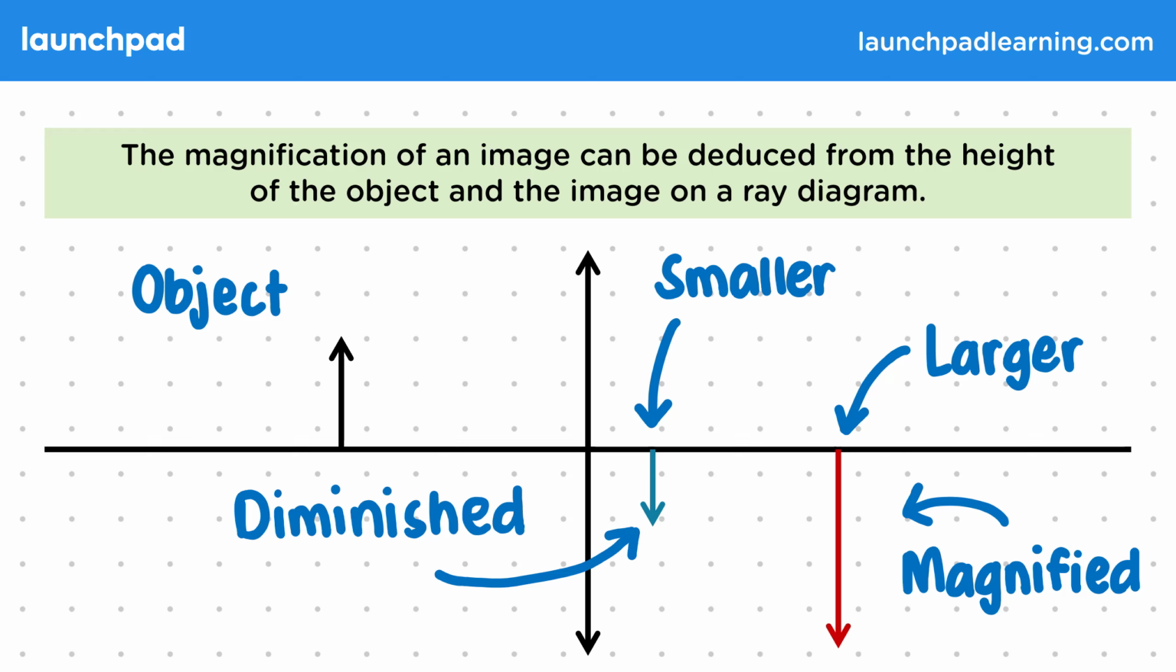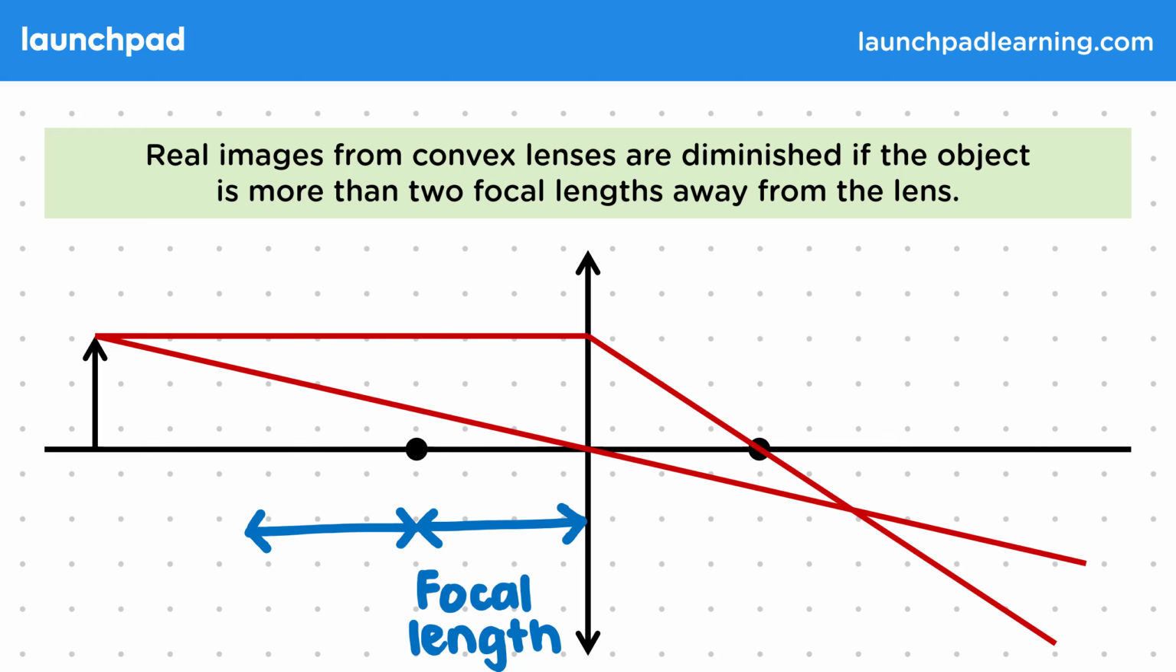Let's construct the ray diagram for an object placed here. As we can see, it is more than 2 focal lengths away from the lens. To construct the diagram, we draw 3 key rays. Firstly, the ray that passes through the centre of the lens will continue in the same direction. Then a ray parallel to the principal axis will pass through the focus on the other side. Finally, a ray through the focus on this side will be parallel to the principal axis after refracting.